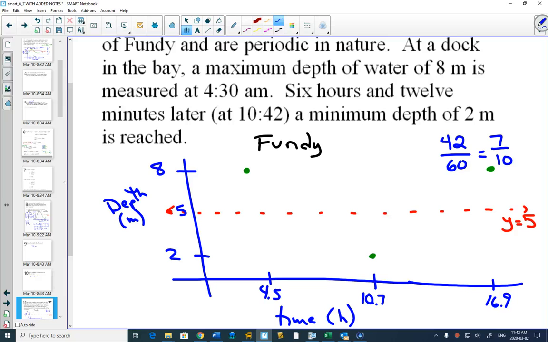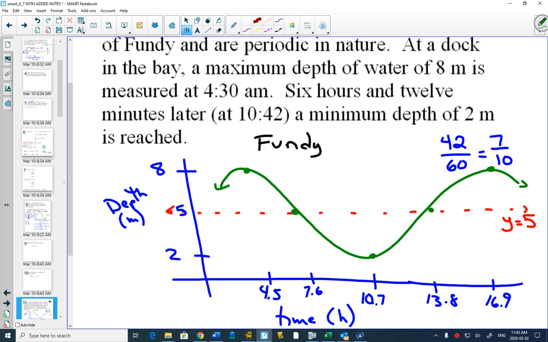Then if this is one period, when we would graph a sinusoidal, we'd take one period and divide it into 4 equal sections. So we're going to need to figure out these sections in between. If this is 6.2, I would go up 3.1 to 7.6, up 3.1 to 13.8, and that's when it's going to be on my center line. And we can now draw our graph going through all of those points.